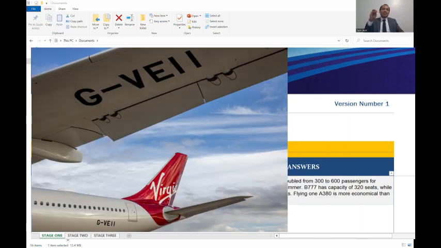In the United Kingdom, all aircraft registered in the United Kingdom begin with the letter G. I don't know what G stands for. Maybe it stands for great or something of the sort. But this is the same thing, whether it be China or whichever country.